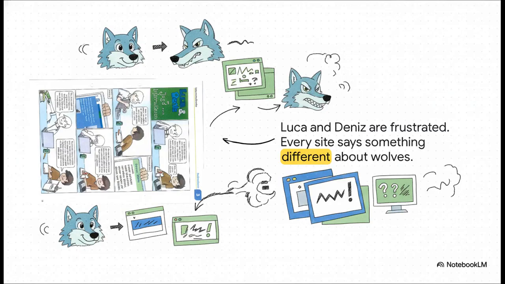And here's a story I think we can all relate to. We've got Luca and Denise here trying to do some research, and they are just getting so frustrated. They click on one site, it says one thing about wolves. They click on the next, and it says something totally different. Sound familiar? It's that classic feeling of being buried in contradictory information.